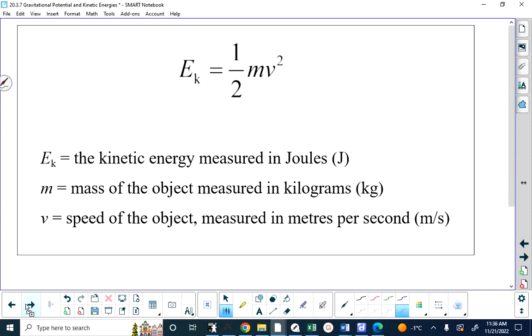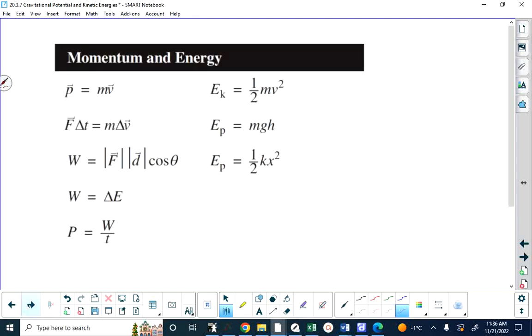And I'm not going to go into where this formula comes from as a part of the formal lesson. I might, at the end of this lesson, show you where it comes from. Okay? But in this formula, Ek is the kinetic energy, m is the mass, and v is the speed. And there it is on your formula sheet right here. This is your kinetic energy formula.